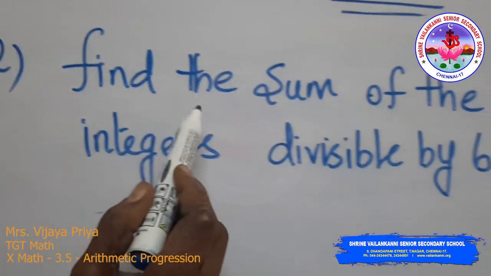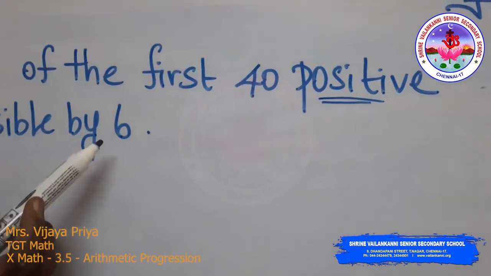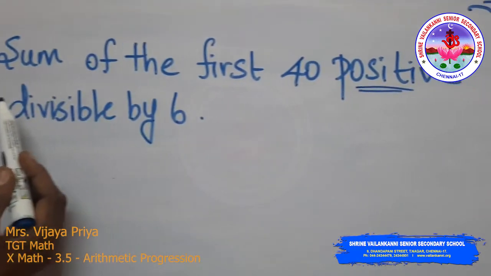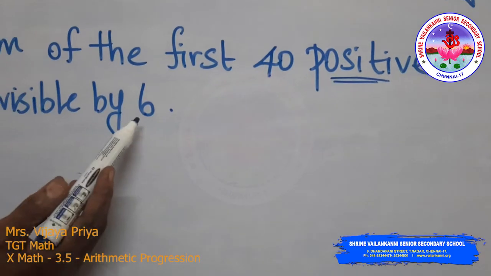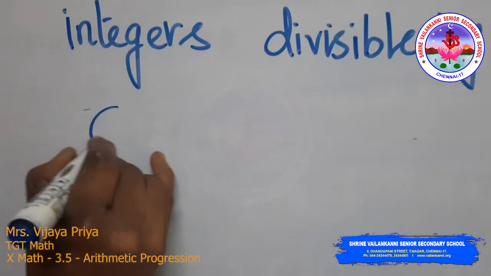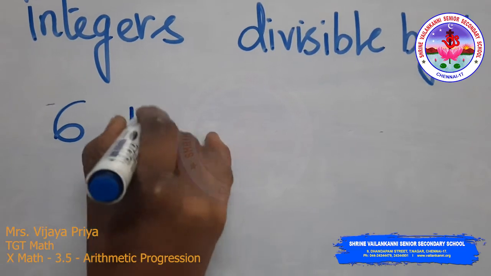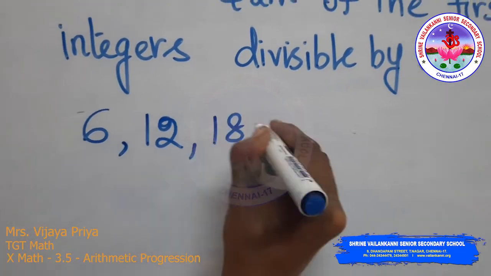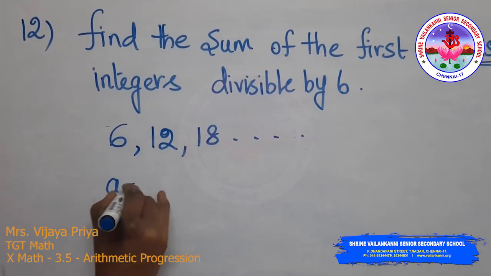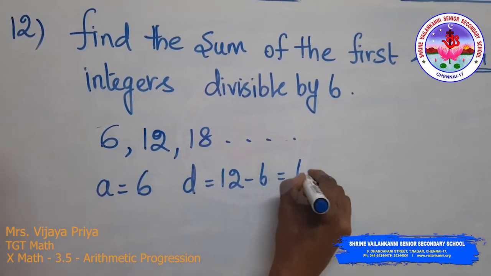12th problem. Find the sum of first 40 positive integers divisible by 6. See, in this problem, he is talking about 40 positive integers that should be divisible by 6. So my first positive integer divisible by 6 is 6. Since it is a multiple of 6, the next number is 12. The third term will be 18 and so on. So here first I need to write a is equal to 6, common difference d is equal to 12 minus 6, which is equal to 6.